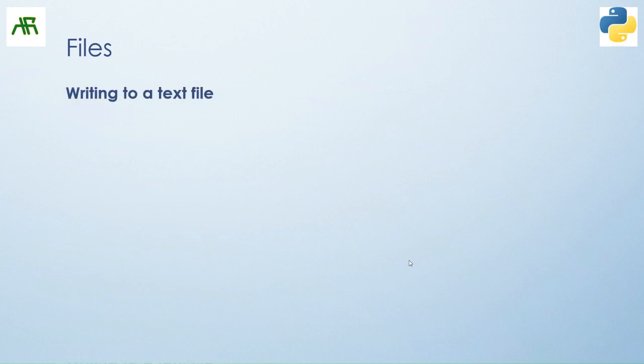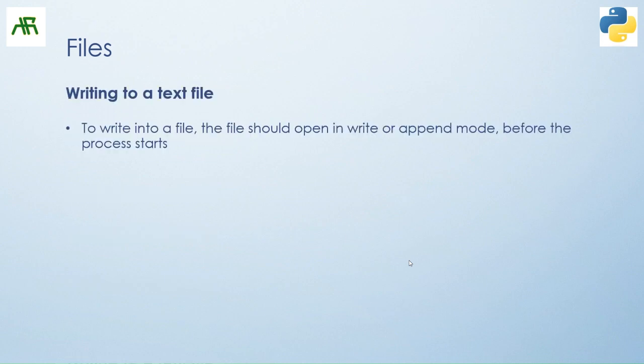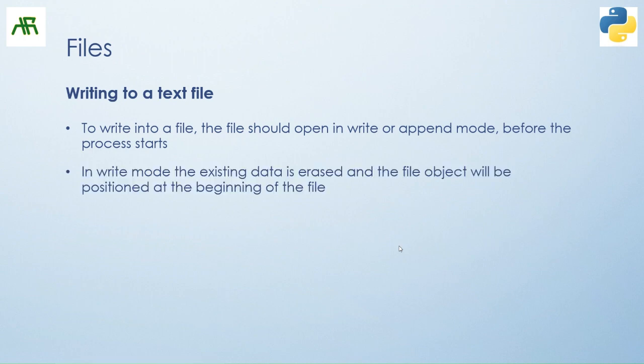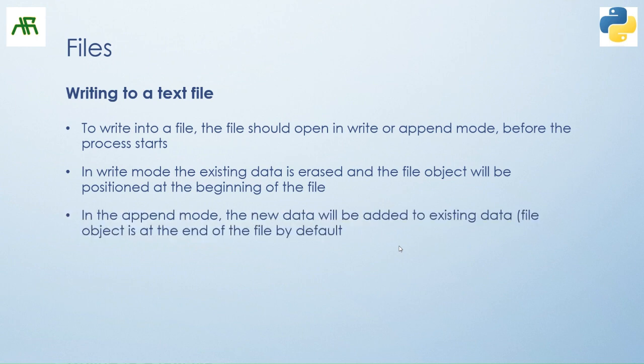Now let's look at how to write into a text file. To write into a file, the file should be opened in write or append mode before the process starts. Remember, we saw the table. Write will overwrite whatever is already there if the file exists, and append will keep adding to it. In both cases, if there is no file with the name that we provide, it's going to create a file in that access mode. In write mode, the existing data is erased and the object will be positioned at the beginning of the file. In the case of append, the positioning will be at the end.